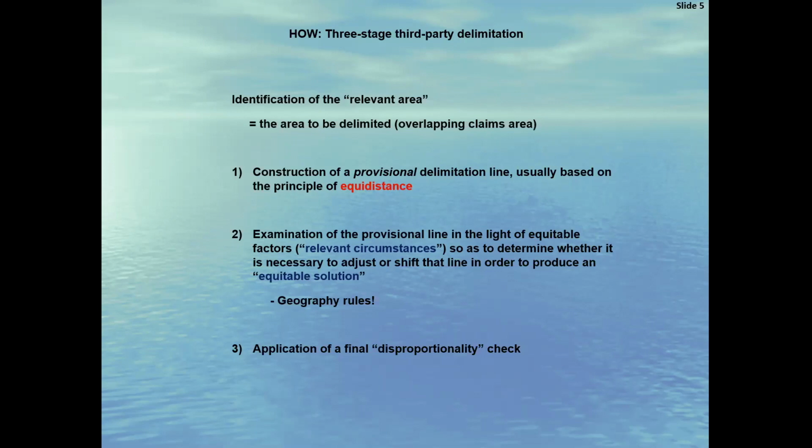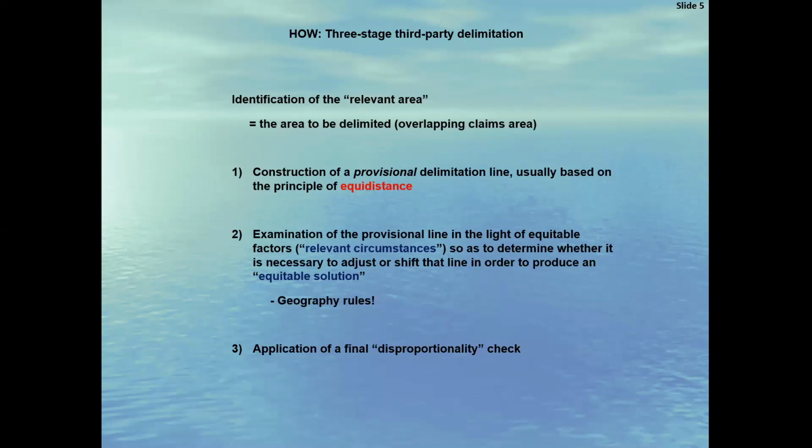And these factors are called relevant circumstances, and the case law favors neutral factors of a geographical nature, such as a significant disparity in coastal length, over area-specific factors such as fisheries and oil concessions and oil wells, unless the parties have expressly or tacitly agreed on their location.